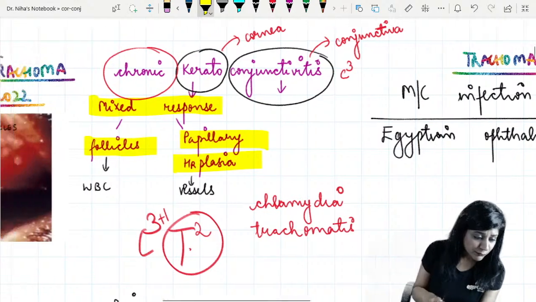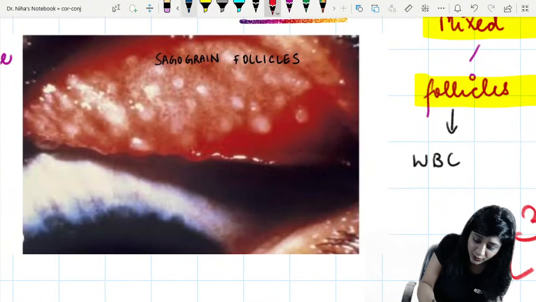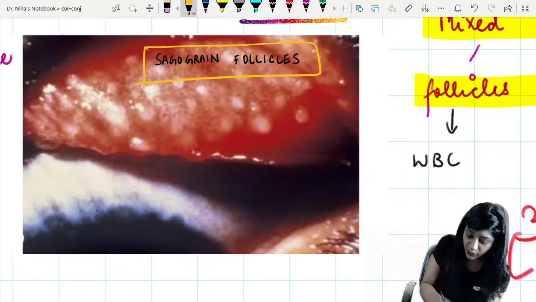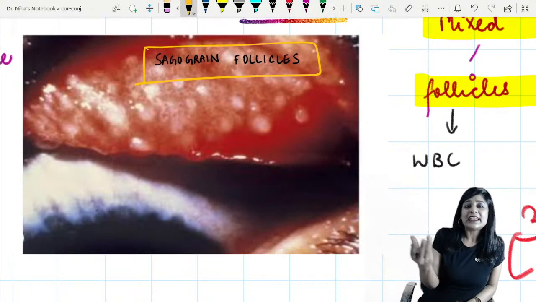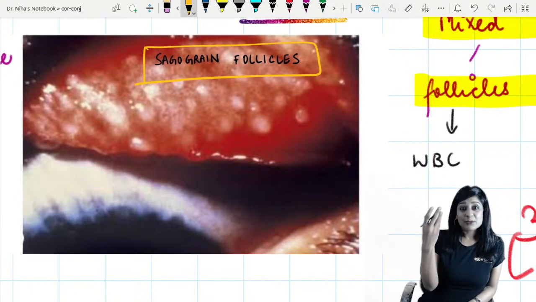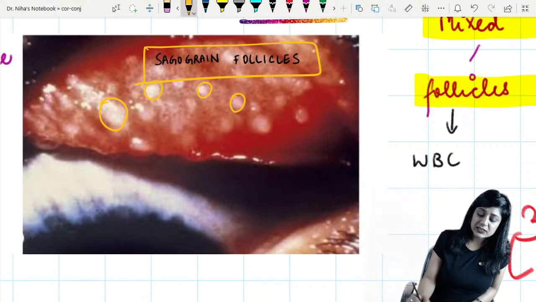So what kind of follicles do we have? Beautiful, right? These are your sago grain follicles. Sago grains, sabudana. You have seen sabudana khichdi, sabudana. When you boil the sago grains, you get this pearly white color. You are seeing this pearly white color.